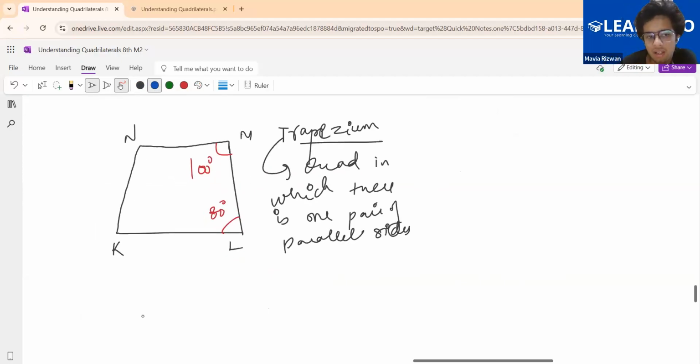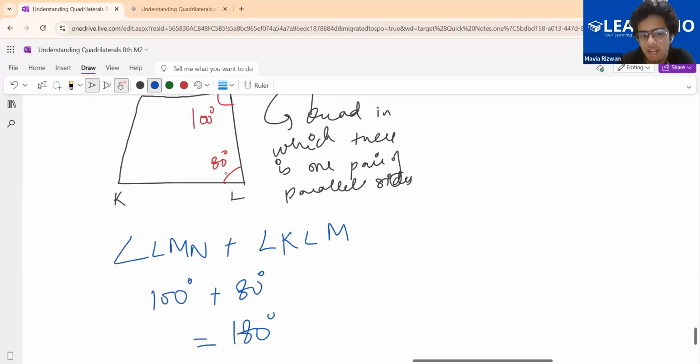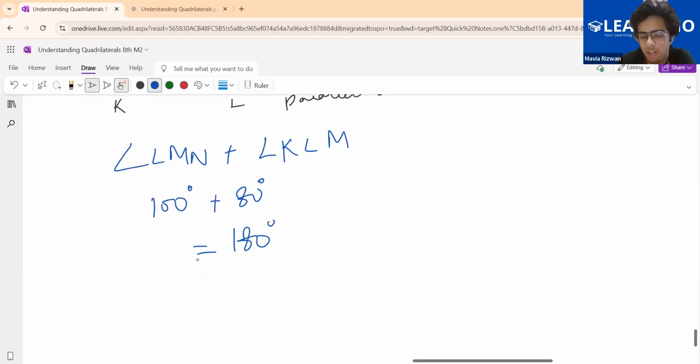We can see that angle LMN plus angle KLM is 100 degrees plus 80 degrees, and this comes out to be equal to 180 degrees. Angle LMN was 100, angle KLM was 80, so if you add them, it comes to 180 degrees.